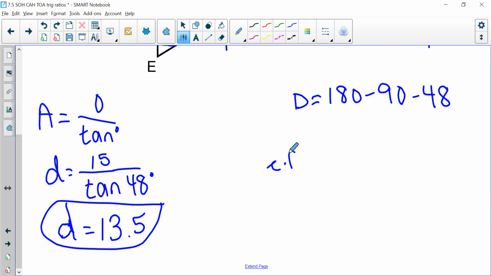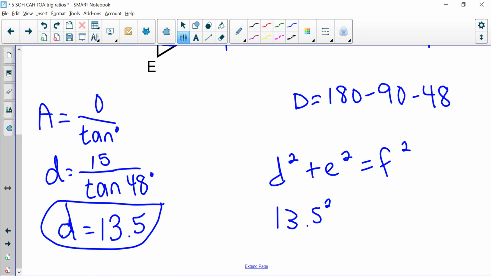I'll just write my formulas here using D, E, and F. Two short sides squared equal the long side squared. 13.5 squared plus 15 squared equals F squared.